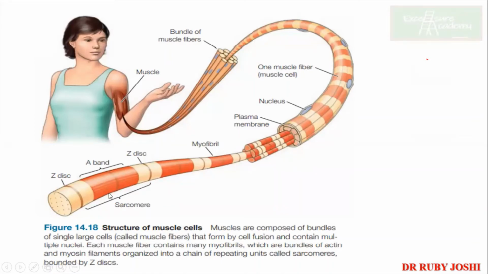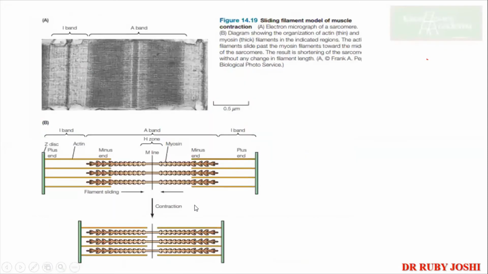Okay, now the dark ones are the A band, the light ones are the I band, we say. This is how it looks, I band and the A band. Now the same thing is given over here. So दो Z disc के बीच में एक sarcomere हुआ आपका, ठीक है?